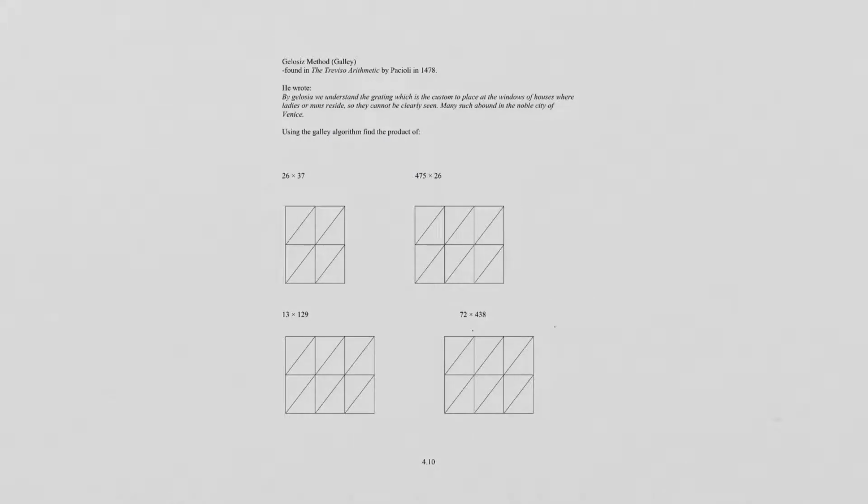All right, guys, so now we're going to go to page 4.10 in your workbook to look at another method of multiplication, which is lattice multiplication. Okay? Now, lattice multiplication comes from the use of a grid or a lattice when multiplying two numbers. This is also called the Gelosia method or Galley. Basically, this method was brought to Europe in the 1200s by Fibonacci. Okay, so he's the one who popularized it.